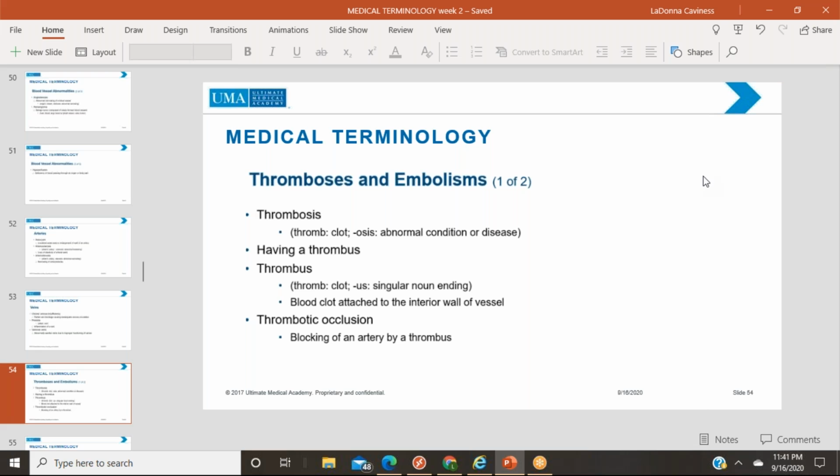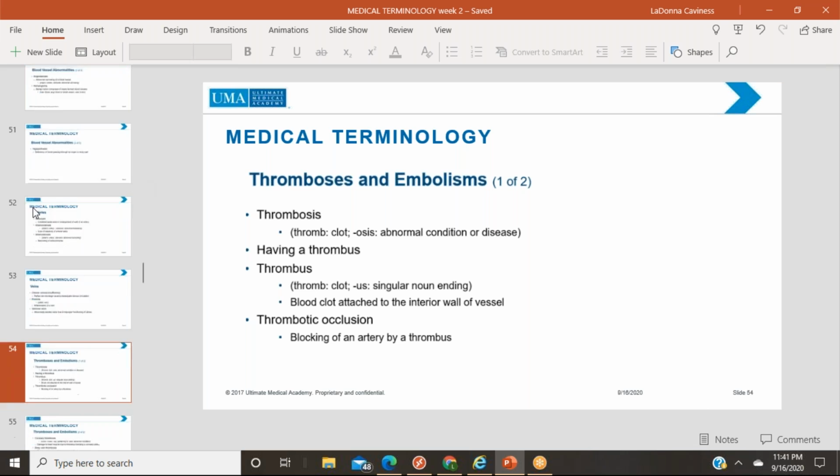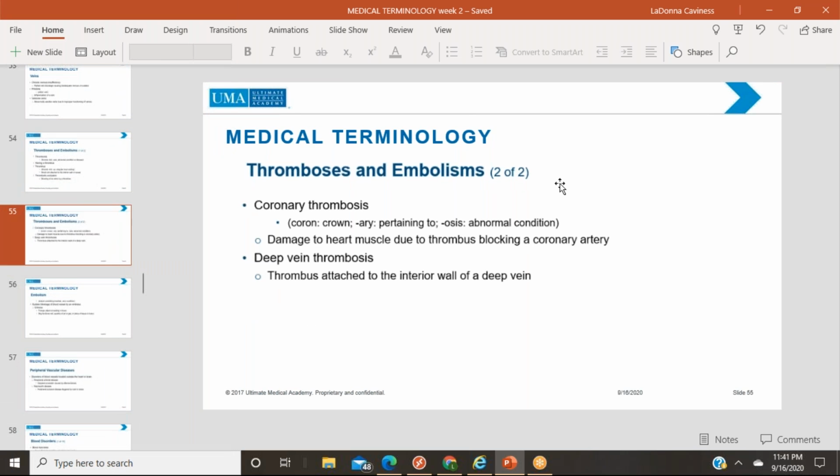Thrombotic occlusion. It's blocking of an artery by a thrombus. Coronary thrombosis. Coron, crown. Ary means pertaining to. Osis is abnormal condition. Damage to heart muscles due to thrombus blocking a coronary artery. Deep vein thrombosis. Thrombus attached to the inferior wall of the deep veins.